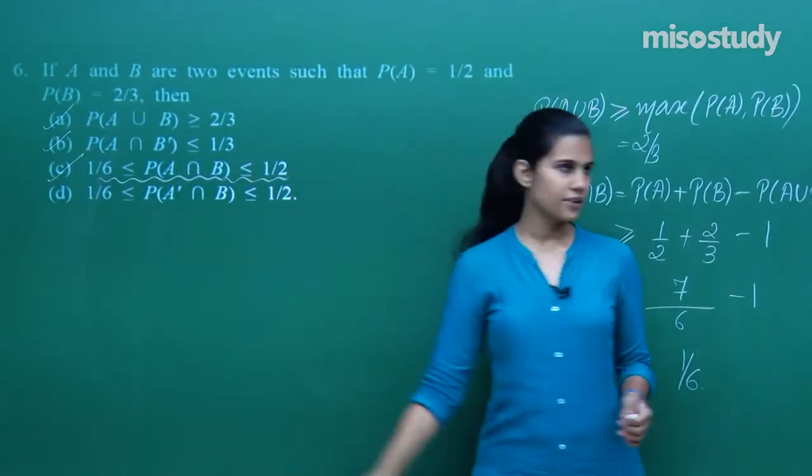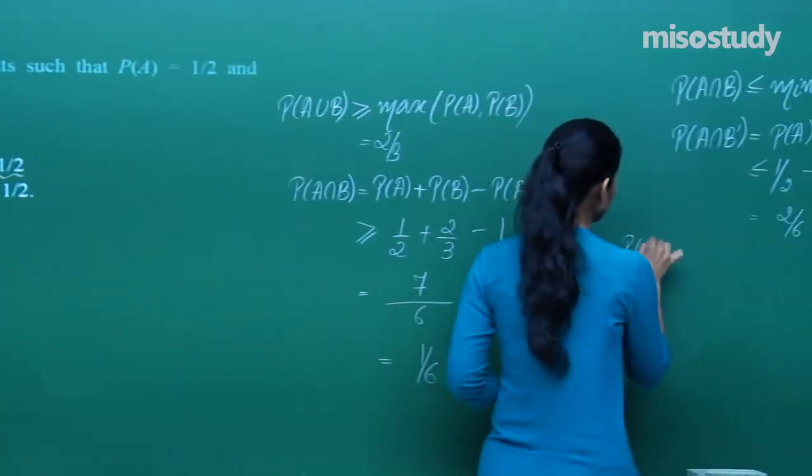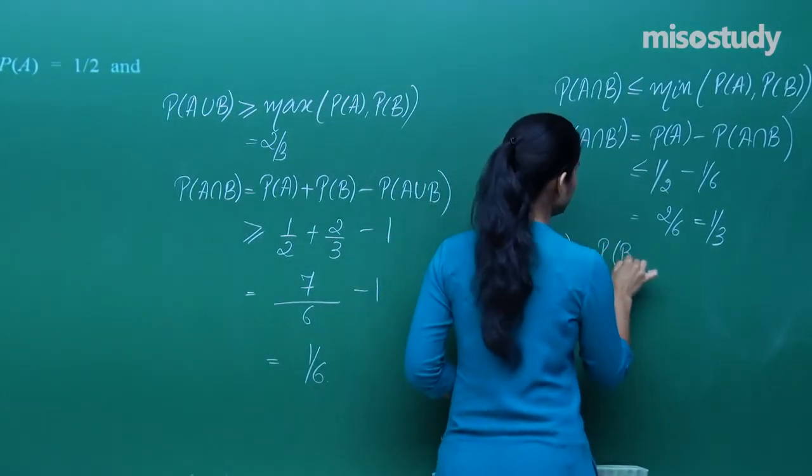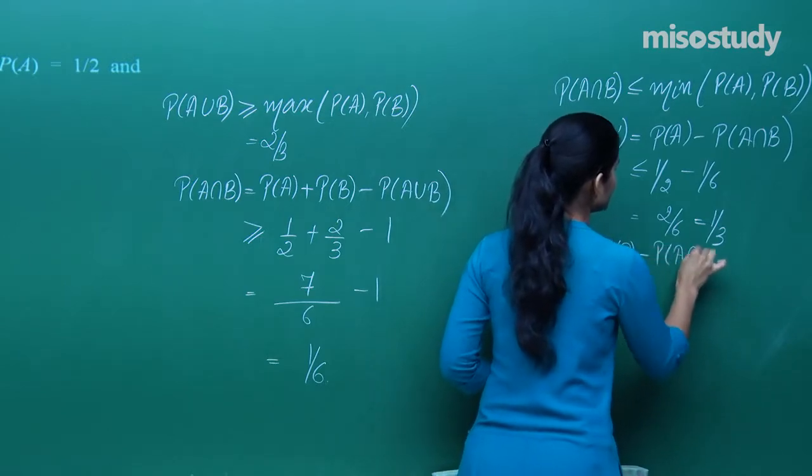What about A dash intersection B? Okay, so probability of A dash intersection B is probability of B minus probability of A intersection B.